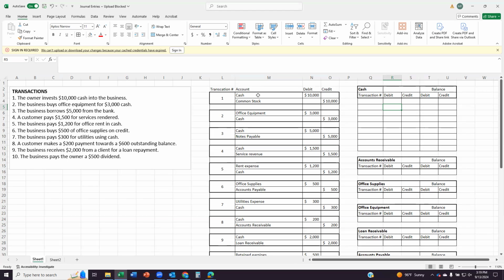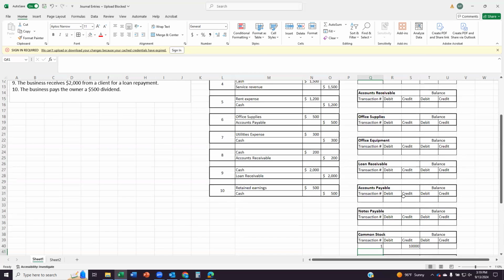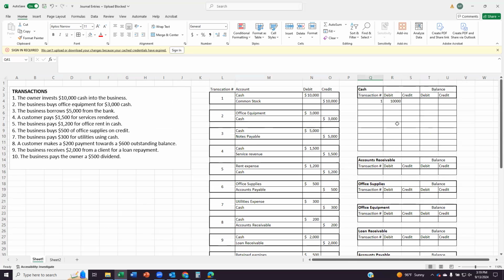So I'm going to say the cash account in transaction one had a debit of 10,000, and the common stock account in transaction one had a credit of 10,000. And then once we've entered those, then we can do our balance. Since this account had a zero balance before and we debited the cash account 10,000, the balance is now a debit of 10,000.